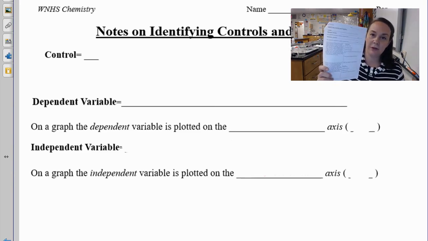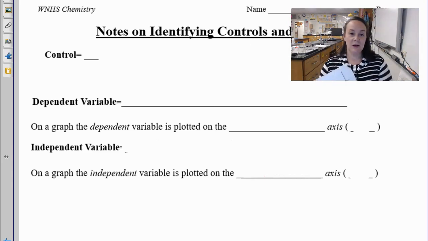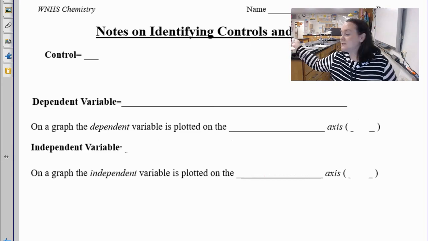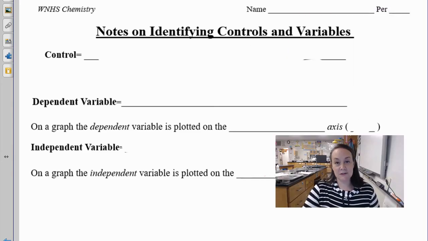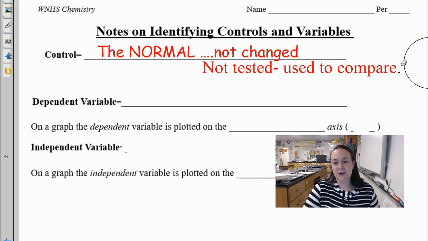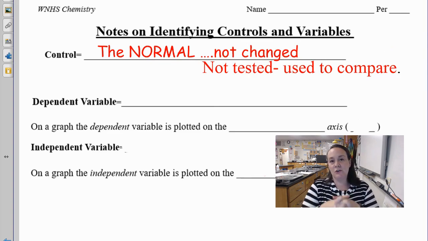But you're going to start with the paper that looks like on my screen. It says Notes on Identifying Controls and Variables. So the first thing we want to talk about is what is the control. And the control in any science experiment is going to be the norm. It's going to be the standard to which you will compare anything else. So it's the normal, it's not changed, it's not tested, it's your standard that you're going to have used to compare.